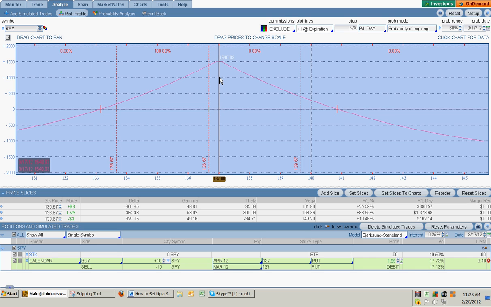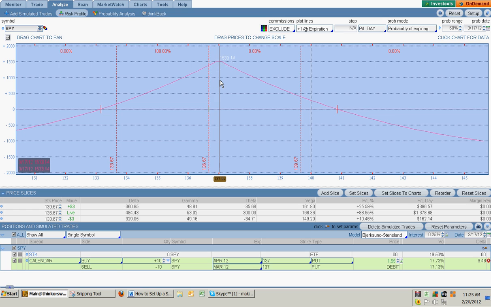The maximum profit is if the stock ends up right at that strike price, 137. In this case, we make close to 100% if it closes right at 137. However, if the stock fluctuates in either direction, you make far less money.